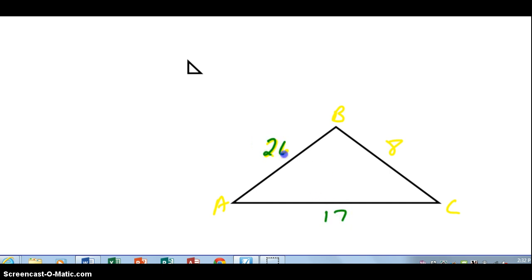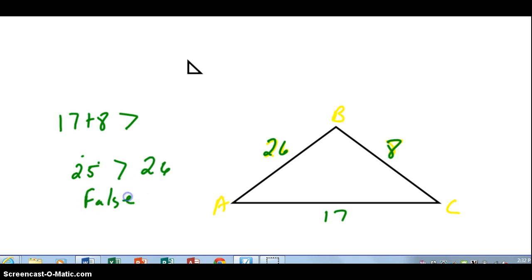So we got 26, 8, 17, and it's asking why these cannot be the sides of a triangle. I know it. Because if you add up the two smaller sides, they can't be less than the longer side. 17 plus 8 is 25. Doesn't it have to be greater than the third side? It has to be greater. 26, is that true? It's not. That's false. That's why it can't be.